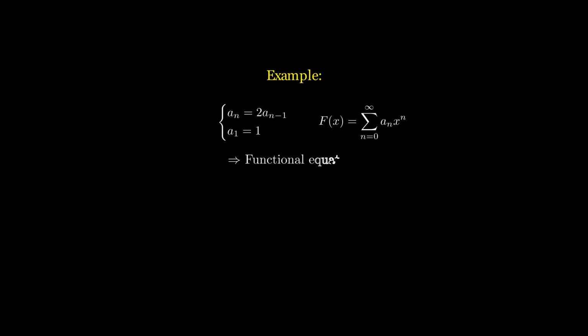Take this recurrent system as an example. Adding in our generating function and substituting for an, we have this as our formal series. Developing now in the same manner as a backward substitution, we can establish our functional equation as follows.